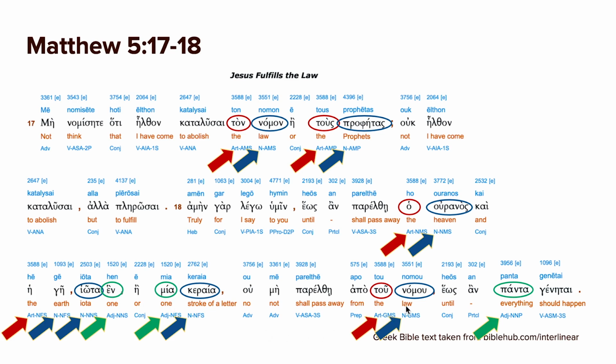And then from the law, tou nomou. So here it's accusative, here it's genitive. And it's following apo, from, so that's genitive. And then everything, panta. So here we have everything, panta, which is nominative, neuter, plural. Everything, kind of a general reference to everything that should happen.